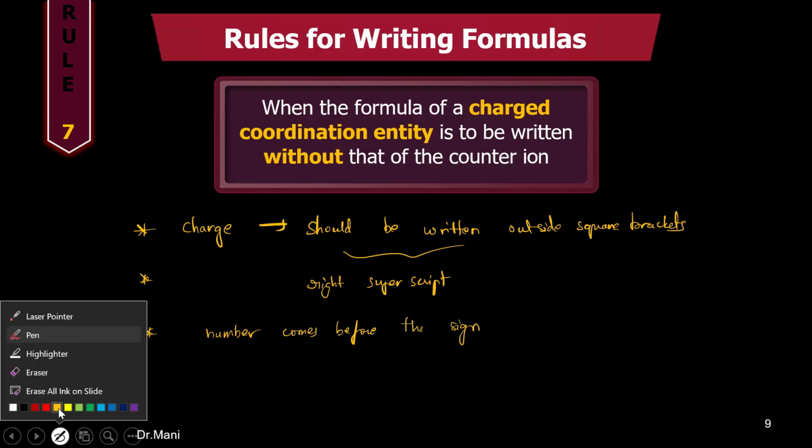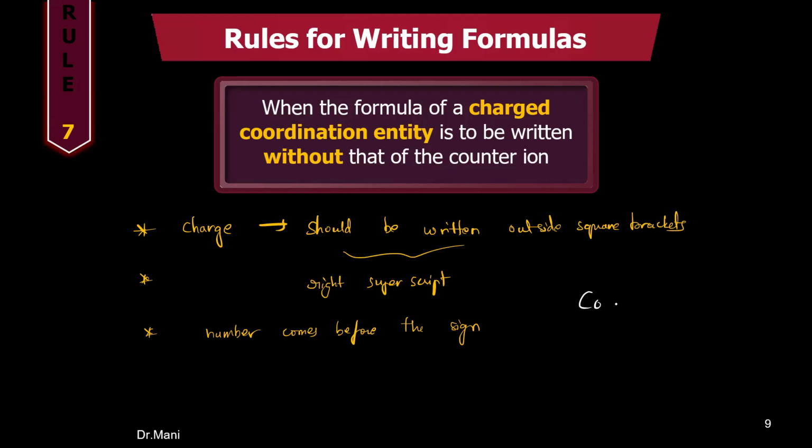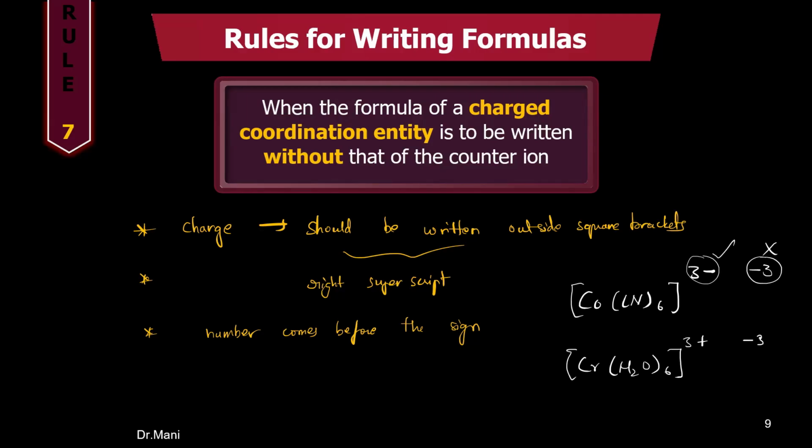Let's see an example. Cobalt, parenthesis, CN, 6. Now the number comes before the sign, so I should not write -3. I should write the number and then put the sign. You should put 3 minus. This is the correct way. Similarly, it should be 3 plus, not plus 3 written with the sign first. This is a wrong format. Understood?